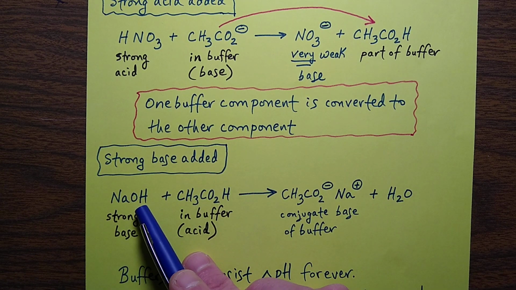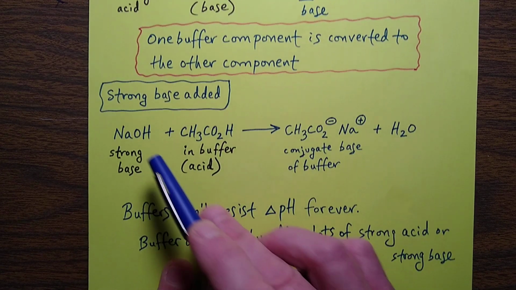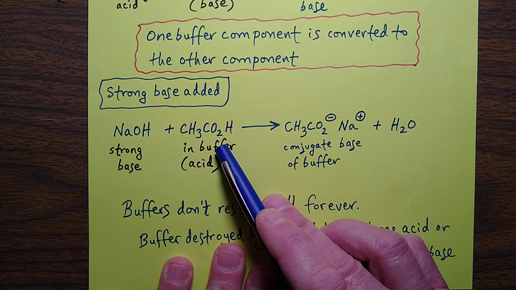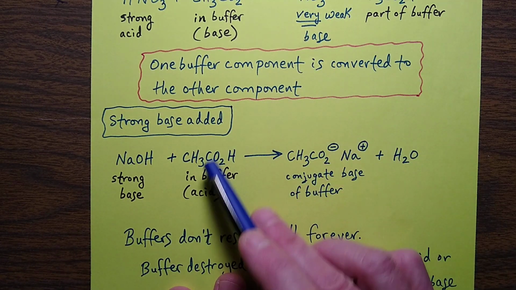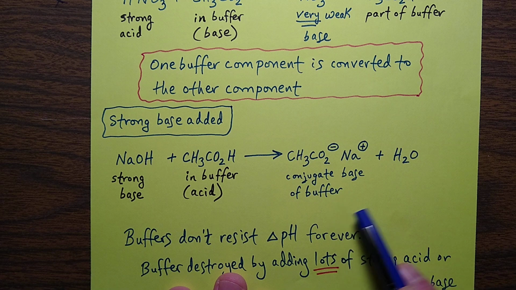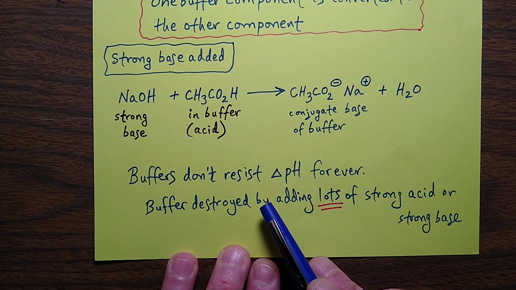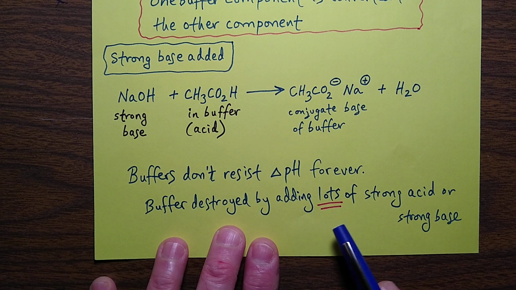So again, any added H plus is neutralized by the base of the buffer. Any added base, OH minus, is neutralized by the parent acid of the buffer to convert into the other piece of the buffer system. That's how buffers resist changes to pH. They destroy any outside added acid or base.